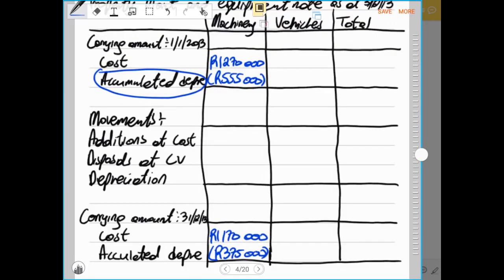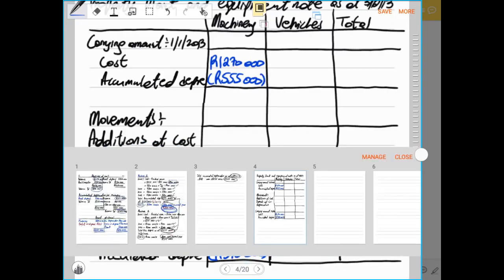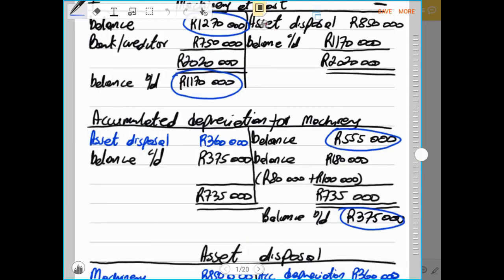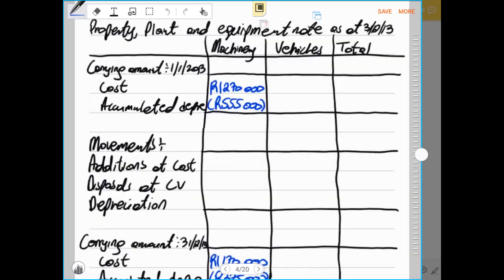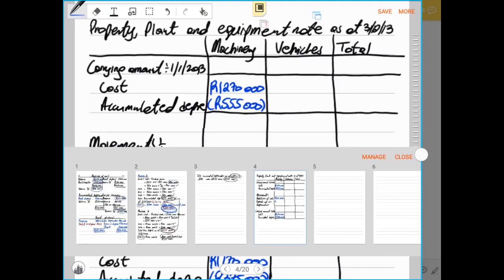So now we then have to go to the movements, and we say, was there anything that was bought during the year, additions or purchases or acquisition during the year? Yes, remember we bought a machinery at the cost of 750,000. That will be additions at cost. So we record this as additions for 750,000 rands.